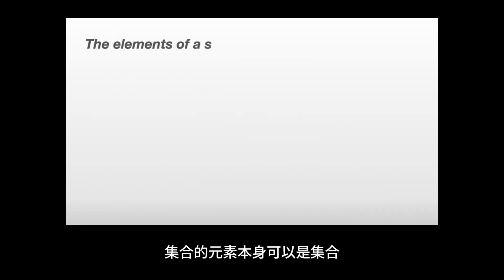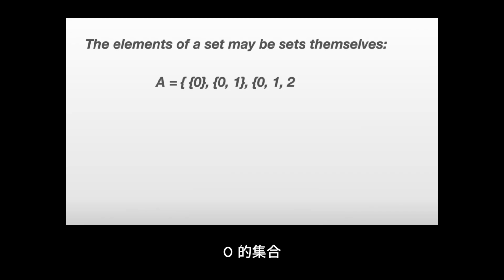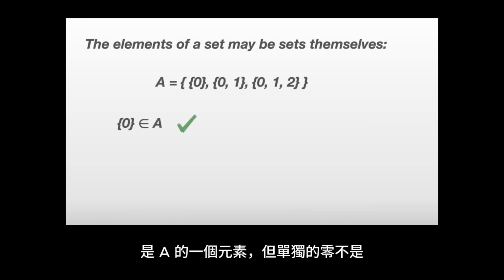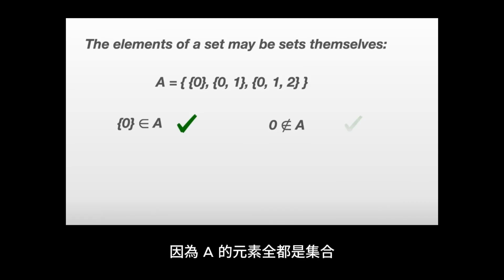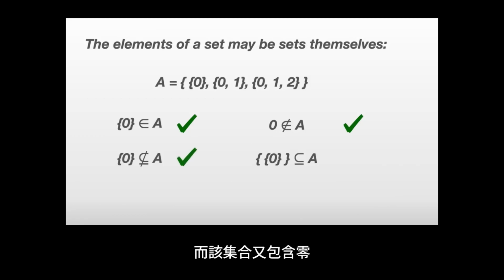The elements of a set may be sets themselves. If we have this set A, then the set containing 0 is an element of A, but not 0 on its own, since the elements of A are all sets. Here it becomes tricky to keep track of what's an element and what's a subset. The set containing 0 isn't a subset of A, it's an element as we've seen already. In fact, the set containing 0 is a subset of A, and it's important to really think about the difference in cases like this.